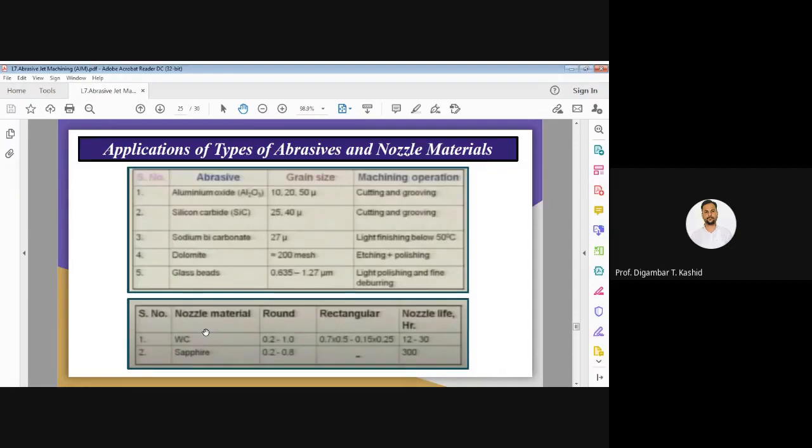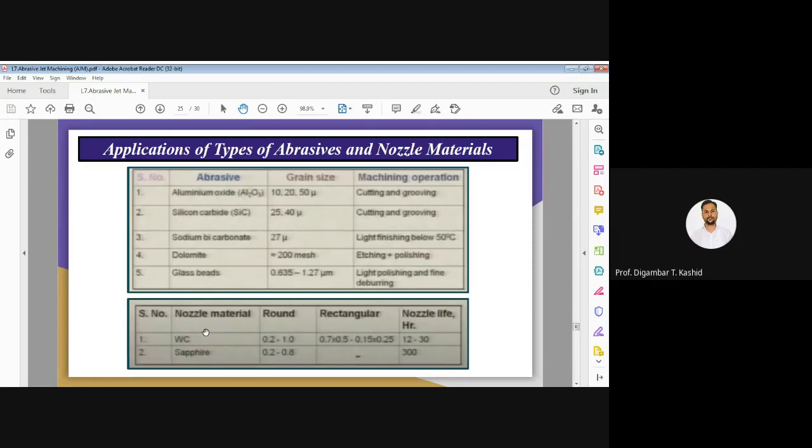Then the nozzle may also be rectangular. In that case the size may vary from 0.7 to 5 mm, and 0.15 to 0.25 mm as the cross section. One may be the length and the other the width of your nozzle cross section. Again, what will your nozzle life be?